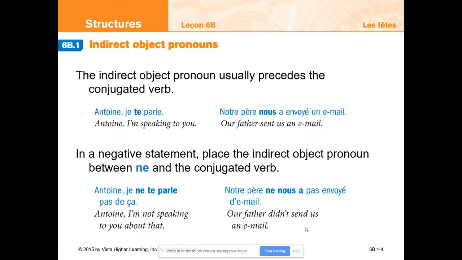Indirect object pronoun precedes the verb. Okay, it usually precedes the conjugated verb. We'll see why that's not always the case. Okay, so Antoine, je te parle. Okay, notre père nous a envoyé un email. And in the passé composé it goes before the auxiliary verb. In a negative statement, the indirect object pronoun always goes before the verb. It doesn't get separated from the verb by the ne. Antoine, je ne te parle pas de ça. Notre père ne nous a pas envoyé d'email.